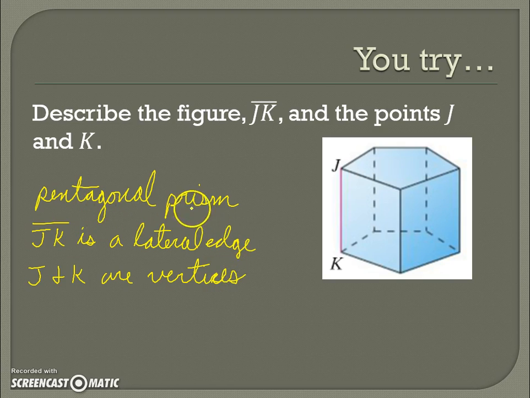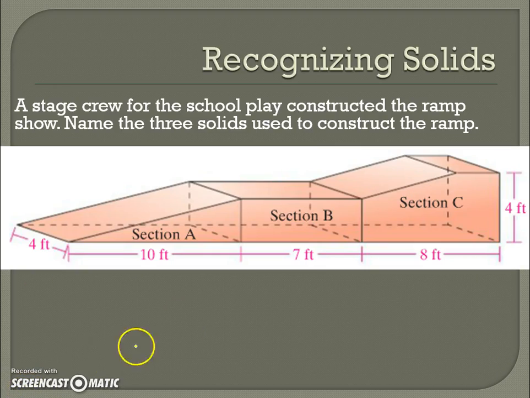This is a pentagonal prism. JK is a lateral edge, and J and K are vertices. This is the plural of the word vertex. So J is a vertex, K is a vertex. When you have more than one vertex, you have vertices. Let's keep moving.